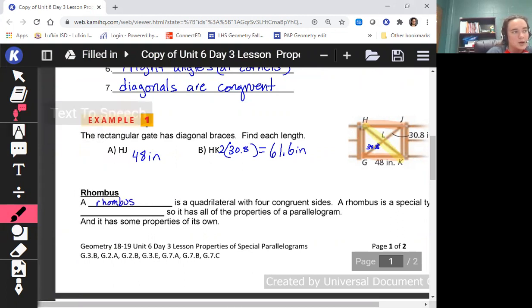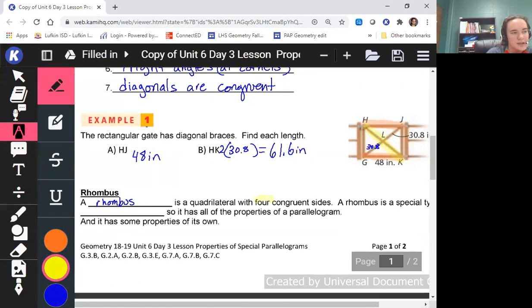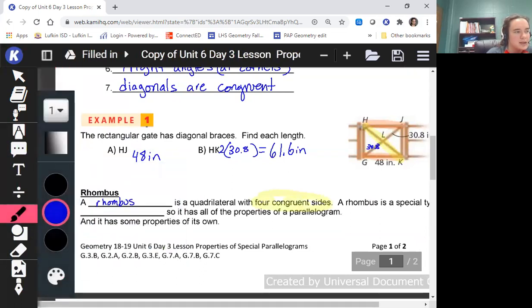Next up, we're looking at a rhombus. And remember, our definition for a rhombus is that it has 4 congruent sides. And again, it is a special kind of parallelogram. So again, it still has all of the properties of a parallelogram. So it still has opposite sides that are parallel, opposite sides that are congruent, opposite angles that are congruent, same side interior angles that are supplementary, and diagonals that bisect each other.